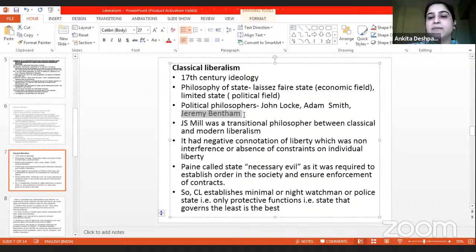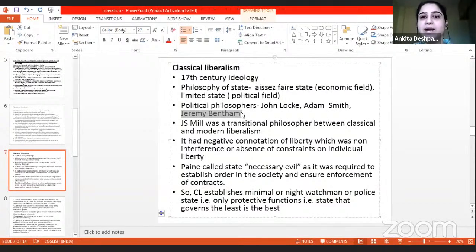Jeremy Bentham is the father of utilitarianism. I'm repeating it again and again because I want you to remember this. John Locke is the father of liberalism, Adam Smith is the father of laissez-faire, and Jeremy Bentham is the father of utilitarianism. Utilitarianism, the basic concept, simplistically means that man is a slave of pleasure and pain. Whatever gives you pleasure, you will do more of it. Whatever gives you pain, you will do less of it. So this is the concept of utility. Utility is what gives you more pleasure and avoids pain.